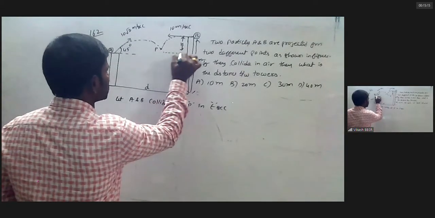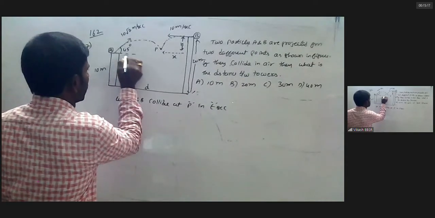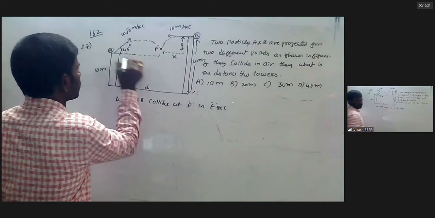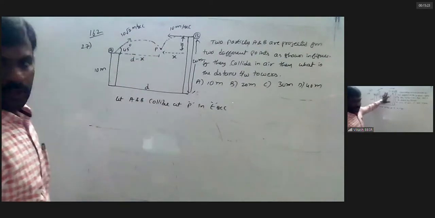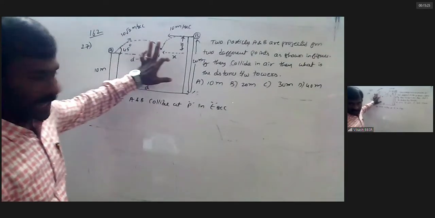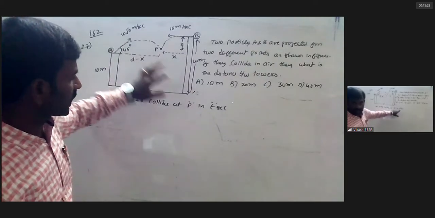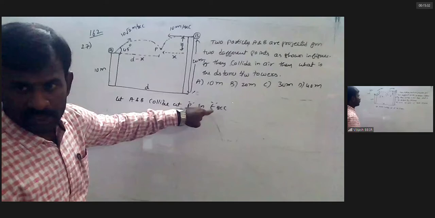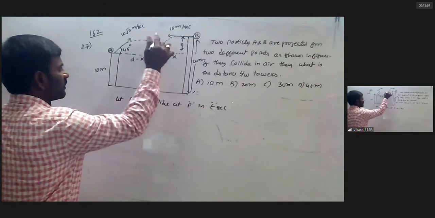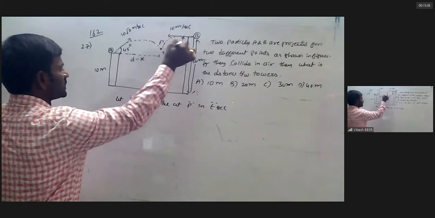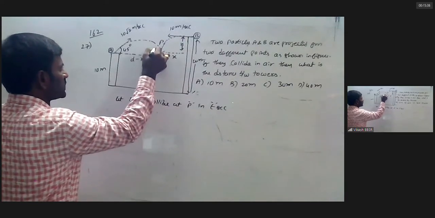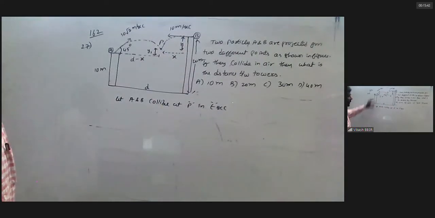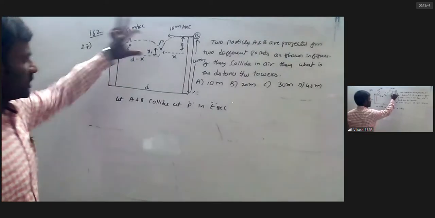Here also the remaining distance is how much? D minus X. So if we want to calculate the horizontal distance, we need to calculate the value of T. And now you see, what is the vertical height of the particle? This is y, this is y1. Suppose you can tell this is yB.